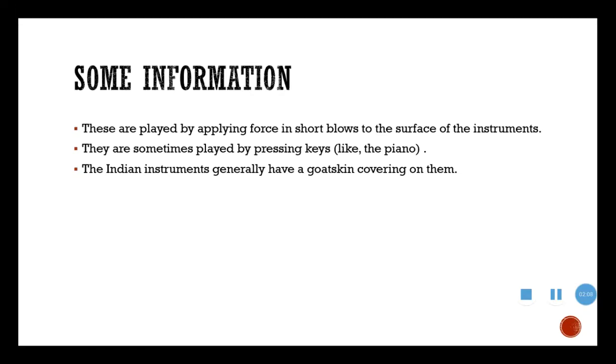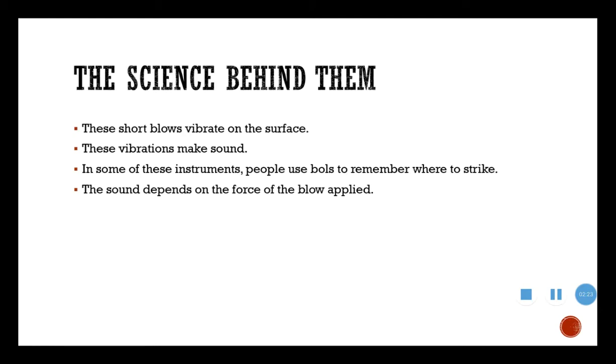They are played by applying force and short blows to the surface of the instruments. They are sometimes played by pressing keys, like the piano. The Indian instruments generally have a goat skin covering on them. The science behind them. These short blows vibrate on the surface, and these vibrations make sound in turn. In some of these instruments, people use bowls to remember where to strike. The sound depends on the force of the blow applied.